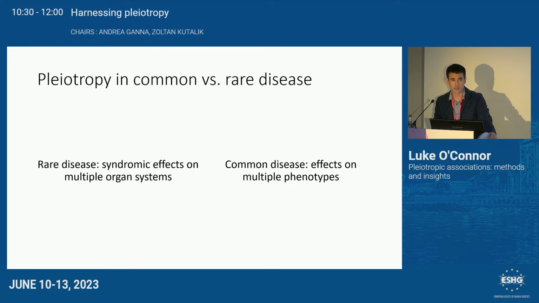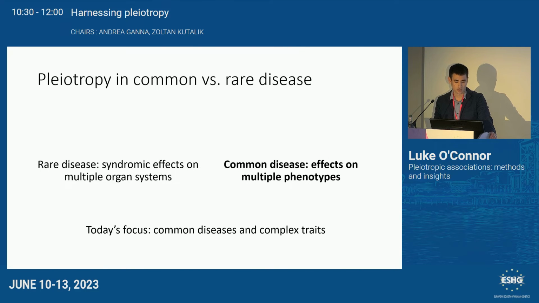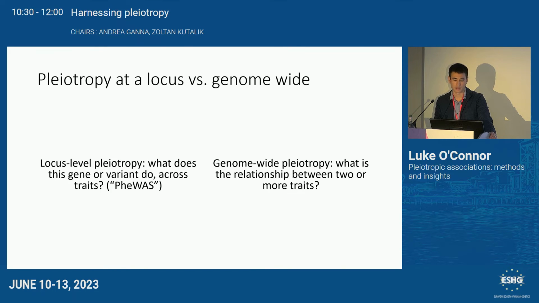In the common disease context, it's not as essential that you observe multiple phenotypes in the same individual. Instead, you might have a genetic variant that affects multiple autoimmune disorders, but you won't see one individual with multiple diseases. Instead, you'll see that it has different consequences in different individuals depending on other genetic factors and maybe environmental or random factors as well. So today's focus is going to be mostly on common diseases.